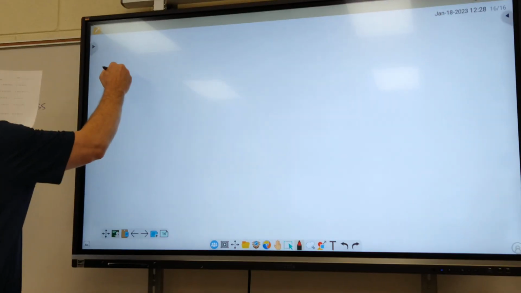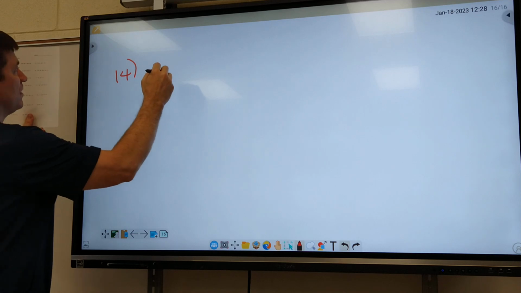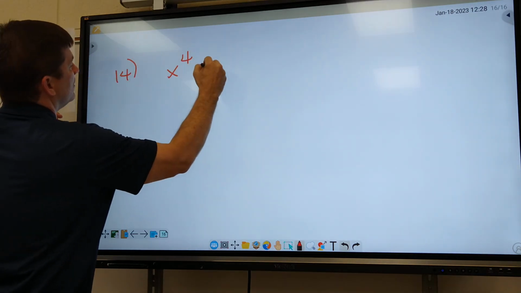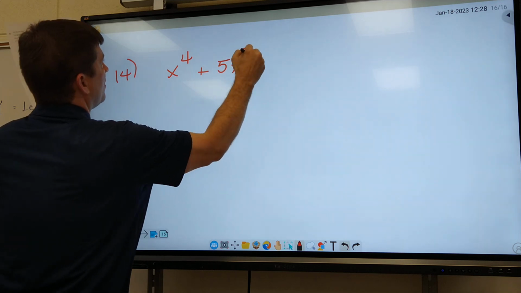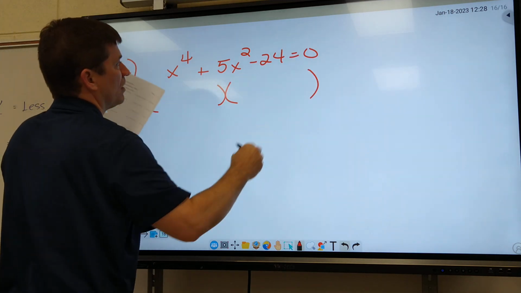All right, we'll just write 14. You can write it at the bottom or at the top. Let's go: x to the 4th plus 5x squared minus 24 equals 0. All right, try that one.